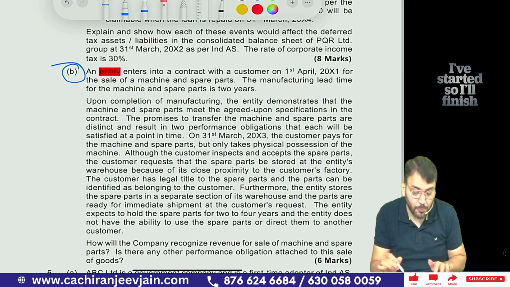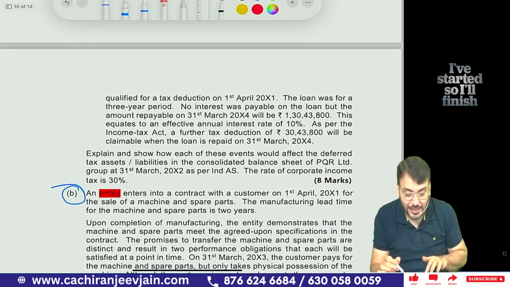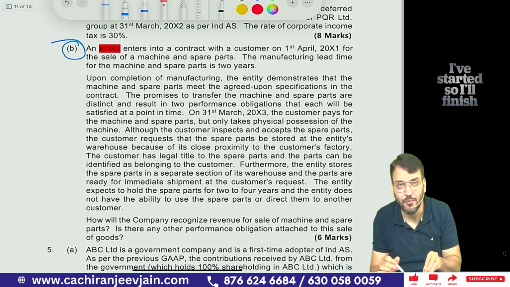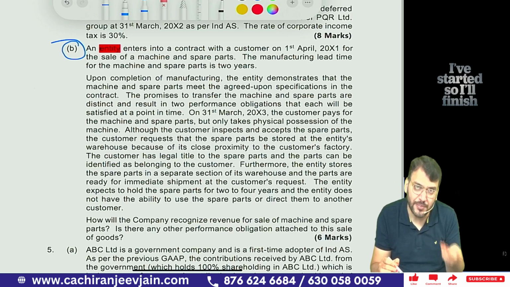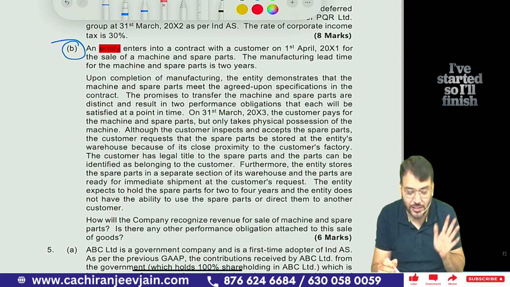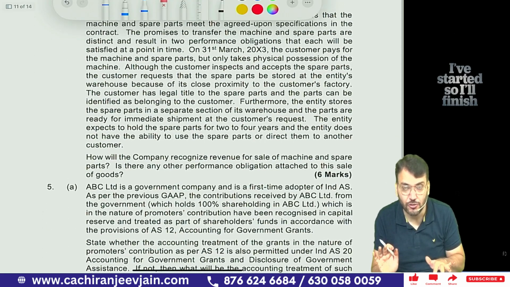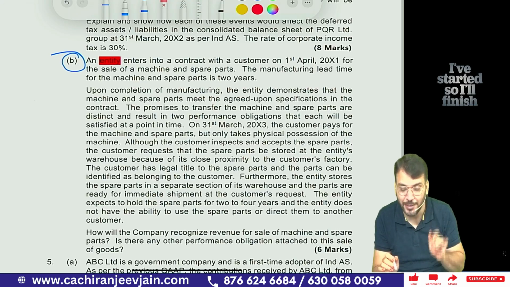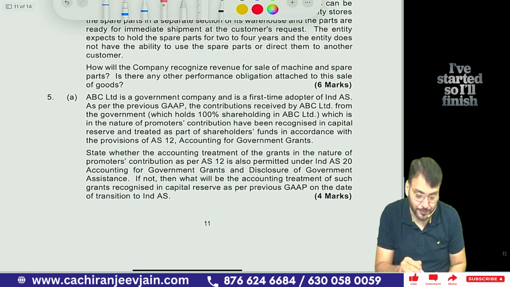Then question number 4B is also a question of Ind AS 105. This is a question of bill and hold arrangement. The same question has been asked in previous examinations. The same question is given in the ICAI study material. I think for this also discussion is not required, but once again it is an important question, an expected question from the examination point of view.